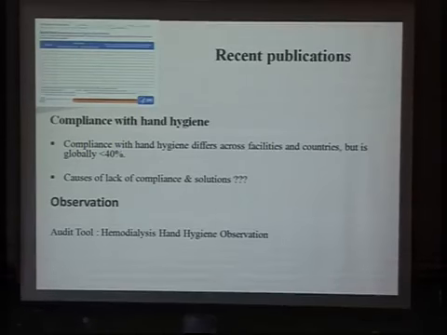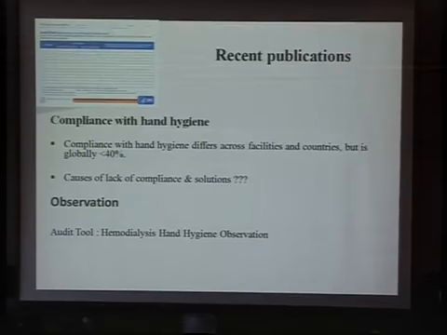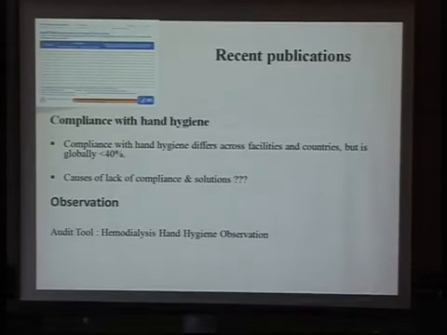The chief of the hospital wants to know what the problem is, so we start to make observation. The observation of the health worker about hand hygiene is done by several methods. The second one is the audit tool. They distribute a sheet from the CDC, and someone observes your activity and reports.